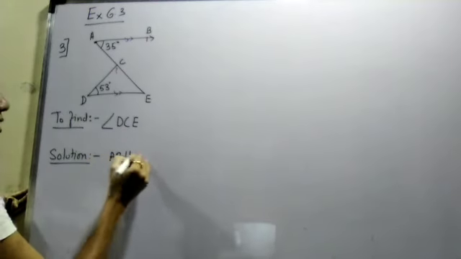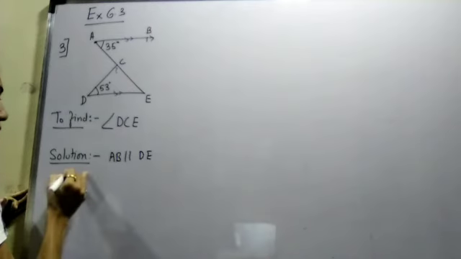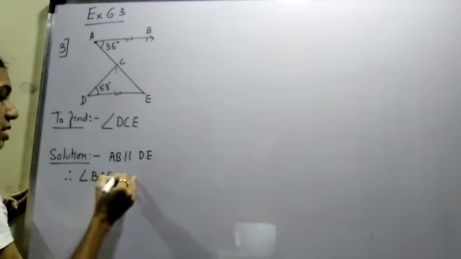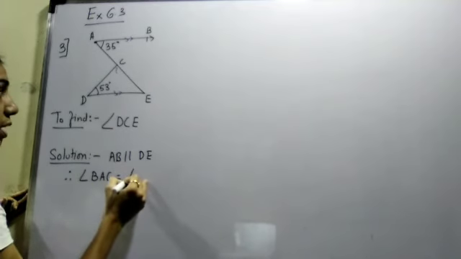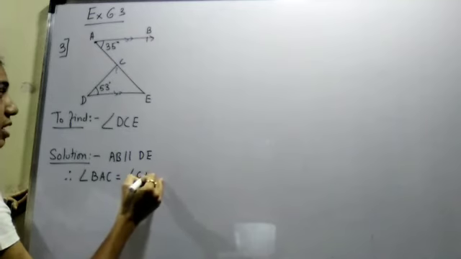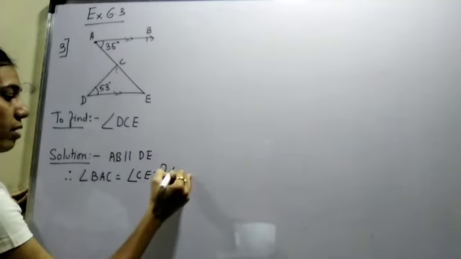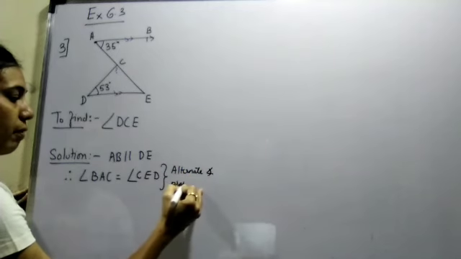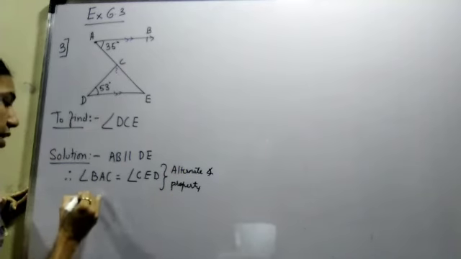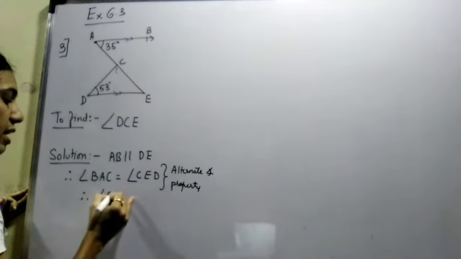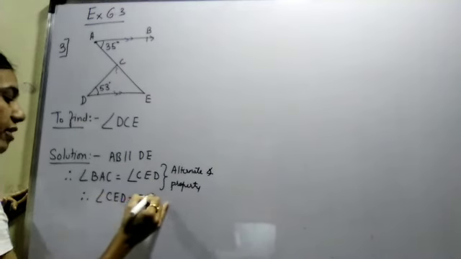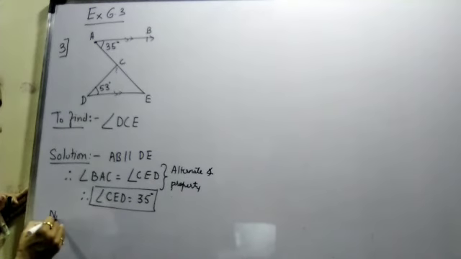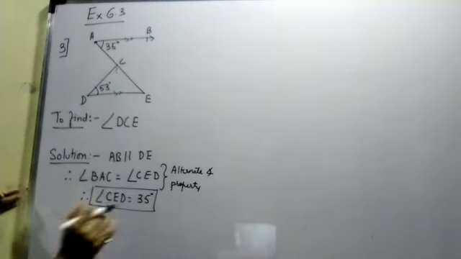AB is parallel to DE. Therefore, angle BAC is equal to angle CED, alternate angle property. Therefore, angle CED will measure 35 degrees. Okay, now I'll write it here.